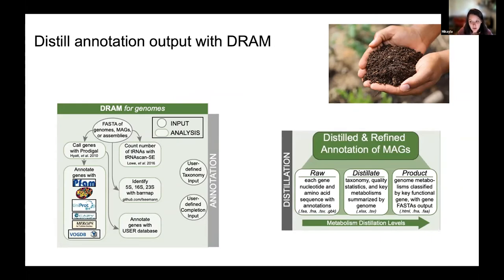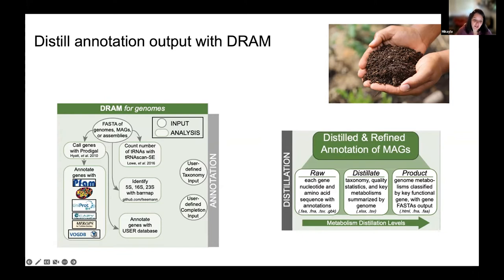And so I'd like to note here that DRAM outputs a large number of files, and all of them are linked. So whether you're looking at the raw, the distillate, or the product, you should be able to look at a gene in the raw and also find it in the product. So all of these files are linked, and this is going to provide you with a wealth of information: a metabolic summary of your genomes and MAGs, and then also everything that's annotated within your MAGs.